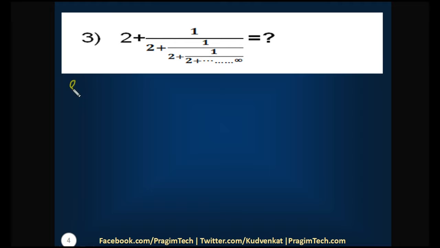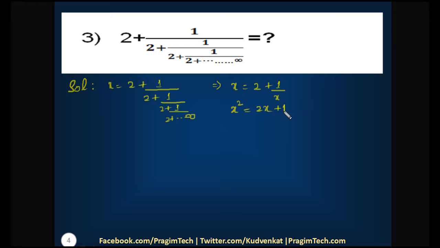Let's solve question number 3. If you observe here, the pattern is repeating, right? So let x is equal to 2 plus 1 divided by 2 plus 1 divided by 2 plus 1 divided by 2 and so on to infinity. If you observe here, this is the same as x. So that means in place of this, I can write it as x, right? So which implies x is equal to 2 plus 1 divided by x. On further simplification, it will be x square is equal to 2x plus 1, which implies x square minus 2x minus 1 is equal to 0.